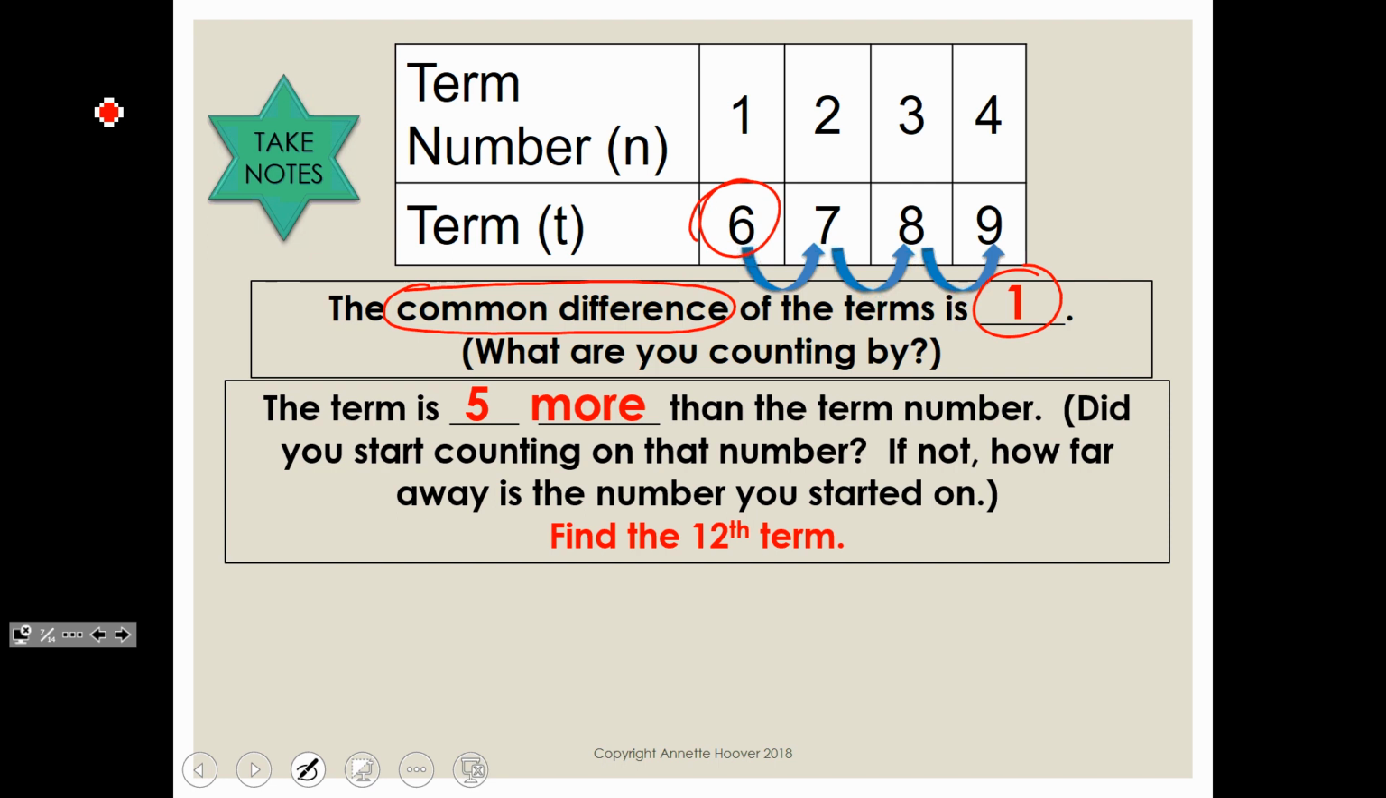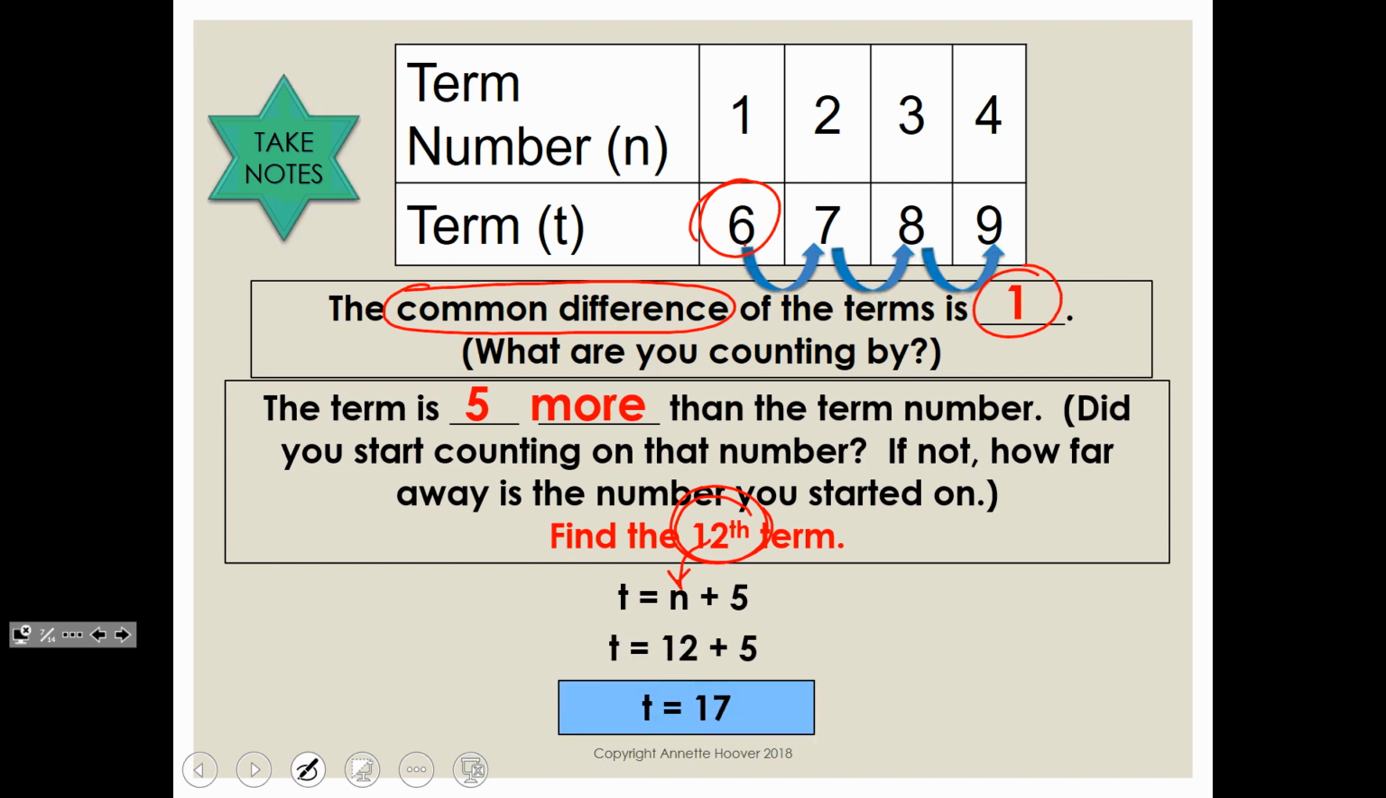Those are the 2 questions that we need to ask in order to come up with our equation. Since we are counting by 1s, when we write our equation, we're going to write 1 times whatever term it is. So if it's the first term, you multiply it times 1. If it's the second term, you multiply it times 1. But we didn't start counting on 1. We started counting on a number that was 5 more than 1, so we're going to put a plus 5 here at the end. So that is our equation. Of course, the 1 can be invisible. Then when it asks you to find the 12th term, you simply plug that in to n, and you have 12 plus 5 equals 17.